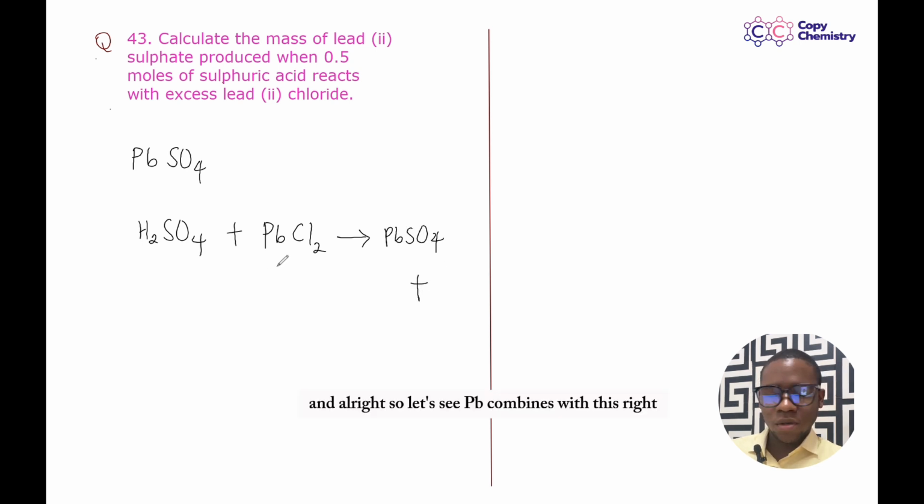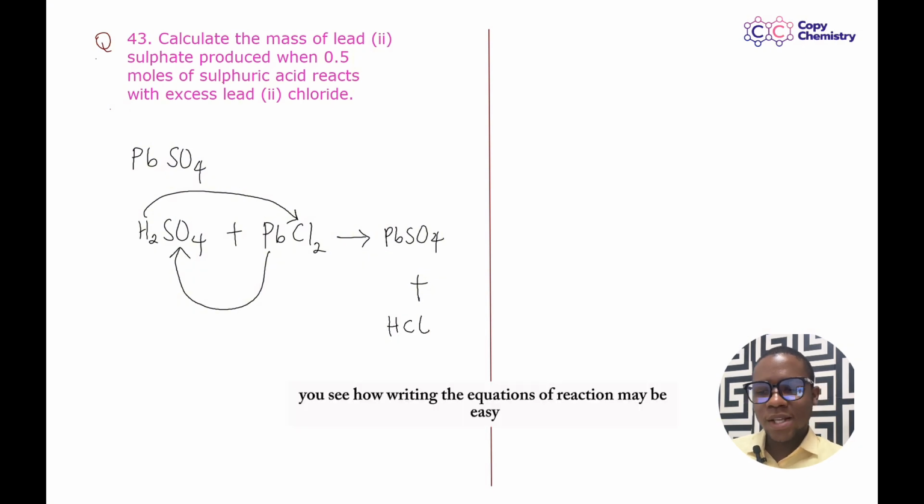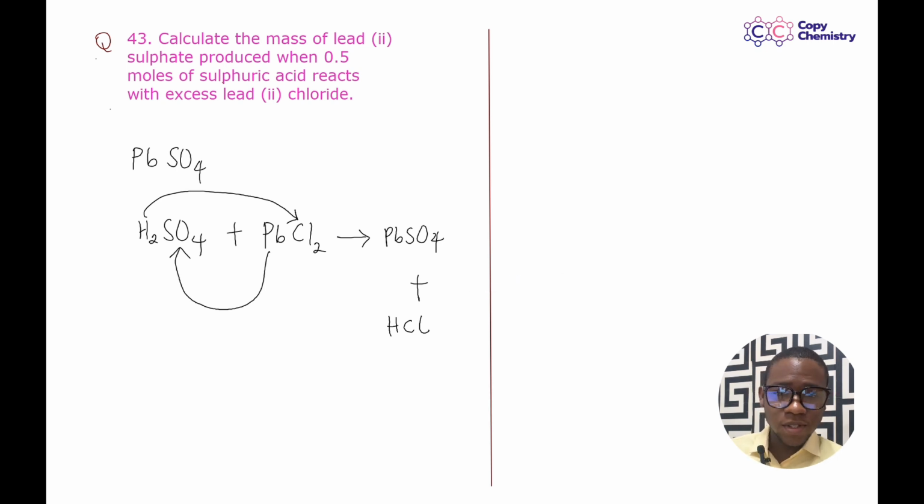So of course, this would result in PbSO4. And alright, so let's see. Pb combines with this, right? I have PbSO4. Pretty easy. Then the H should combine with Cl as well, don't you think so? And then I would have HCl. So you see how writing the equations of reaction may be easy in some of these cases. So let's balance this, shall we? Our Cl is 2 here, so we have to put 2 here to balance our Cl, and that automatically balances our H, right? Because it's 2 on both sides.